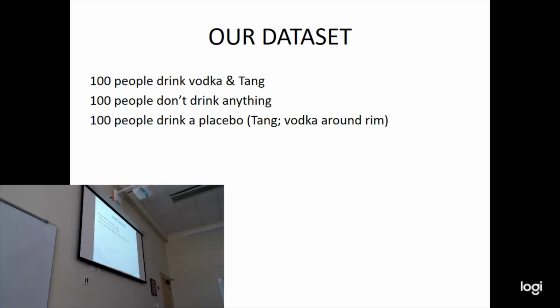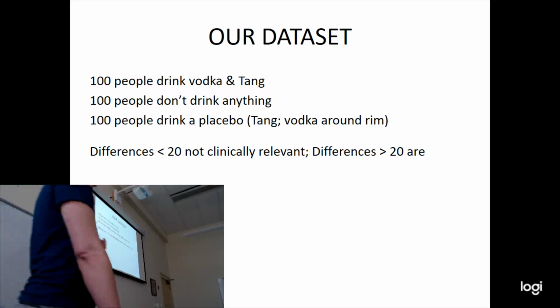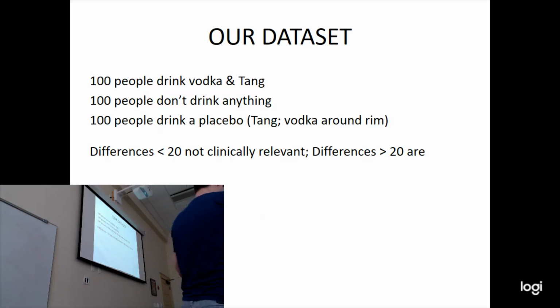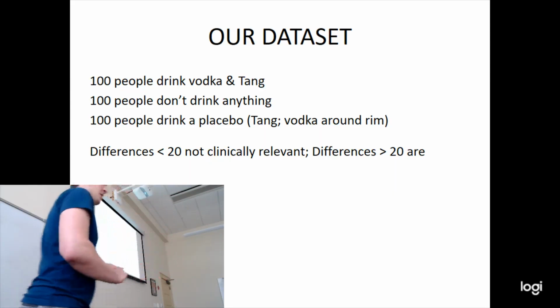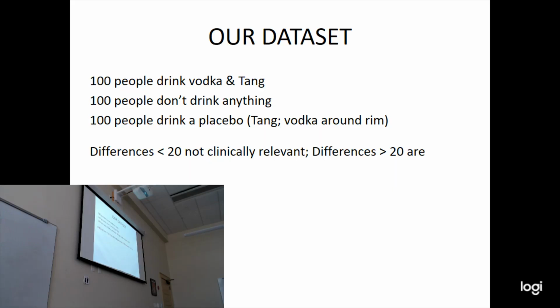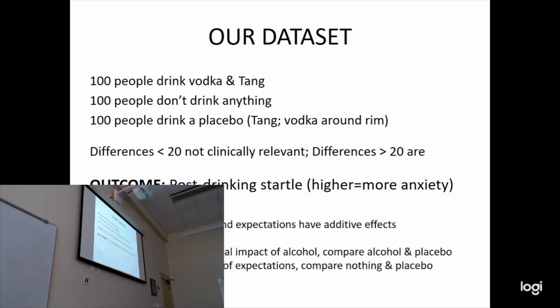So we're still going with this hypothetical example of people who are assigned different kinds of beverages, alcohol versus placebo versus nothing. Last lecture, I introduced the idea that maybe differences in startle or anxiety that are less than 20 are not clinically relevant. So we're still going with that. The outcome is still the startle response.